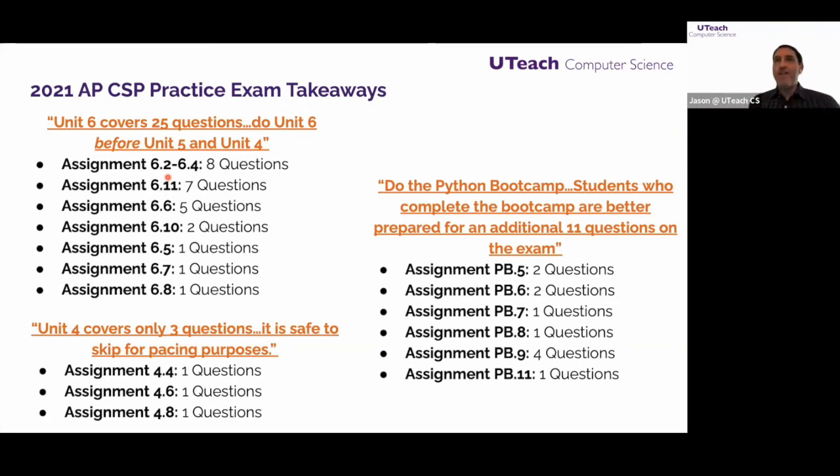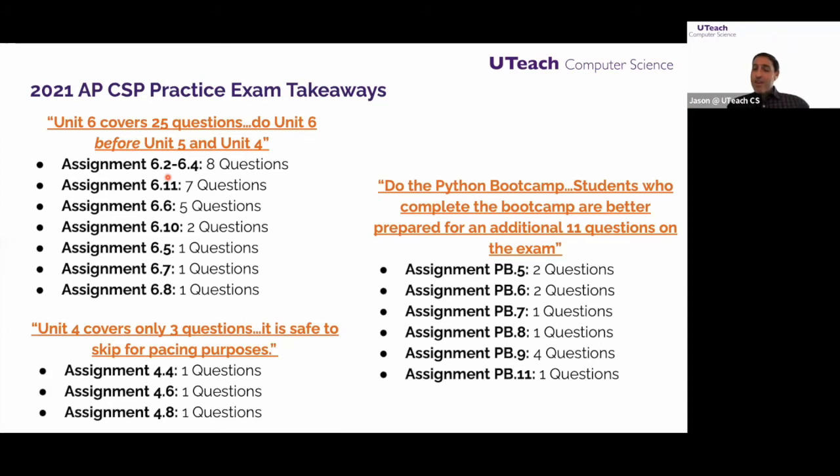So especially if you're teaching on the East Coast, like in New York, and you don't start teaching until Labor Day and you still have to take this exam on May 9th, and you have a month less of instructional time than other teachers across the country, you can feel confident now that if you don't cover Unit 4, that's 3 questions out of 70 on the whole multiple choice portion.